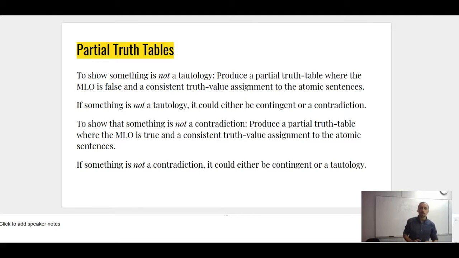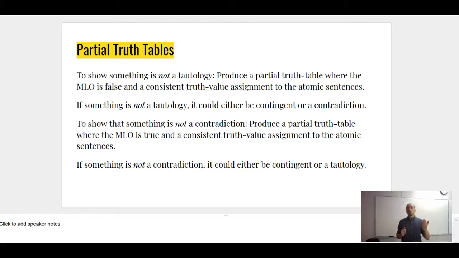If you want to show something is not a contradiction, produce a partial truth table where the main logical operator is true instead of false, and there's a consistent truth value assignment. There's no contradiction there. If something is not a contradiction, it could be a tautology, it could be contingent. So, the way it's going to work is pretty simple. Sentences can be tautologies, contradictions, or contingent. If they are tautologies, then assuming false would produce a contradiction. If there's no contradiction, it could still be contingent, or it could be a contradiction itself.